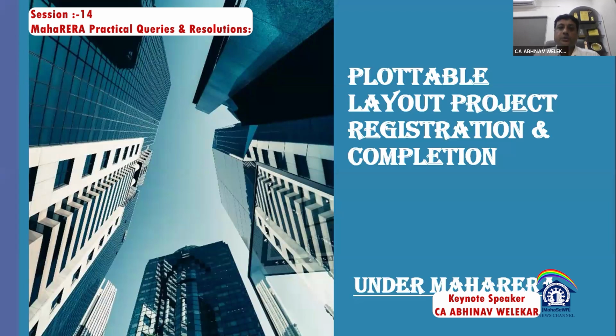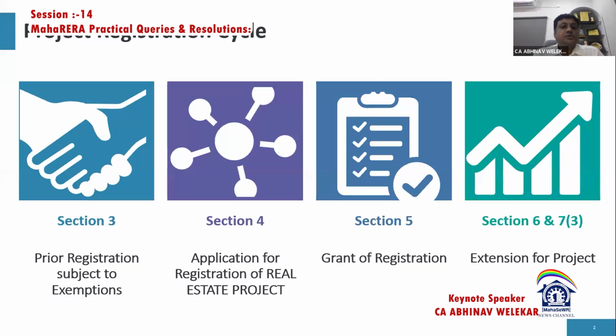So we will start with today's session. I'm basically covering plotted layout project registration. When we see the total life cycle of the project, it starts from the registration. Once it is decided that we want to sell the project to outside parties, then the requirement of registration is there, which we have to comply with as per Section 3. Then comes Section 4, which specifies how the application for the real estate project has to be made on the website. Then this registration is granted to us under Section 5. And there is the requirement of extension, and certain things we should know before registering the project.